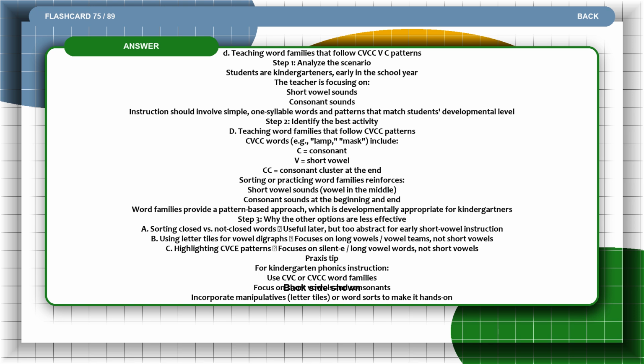Praxis tip for kindergarten phonics instruction. Use CVC or CVCC word families to focus on short vowels and consonants. Incorporate manipulatives, letter tiles, or word sorts to make it hands-on.